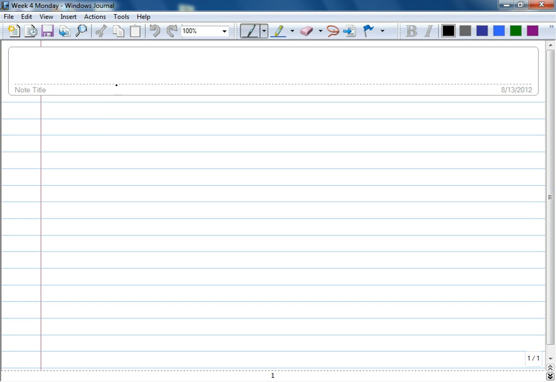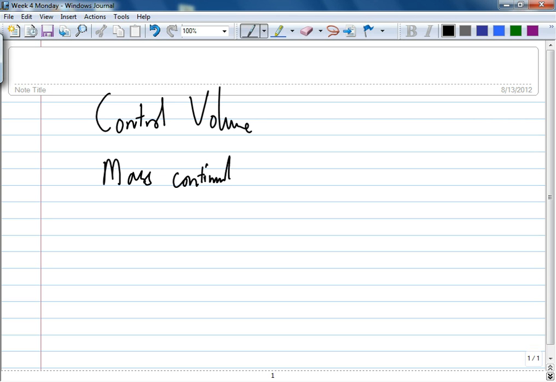Okay. So far, what we did last week, we did with control volume. I hope you are quite familiar with what that is by now. Next we did mass continuity. From here, now you want to do momentum: analyze momentum problems with control volume.